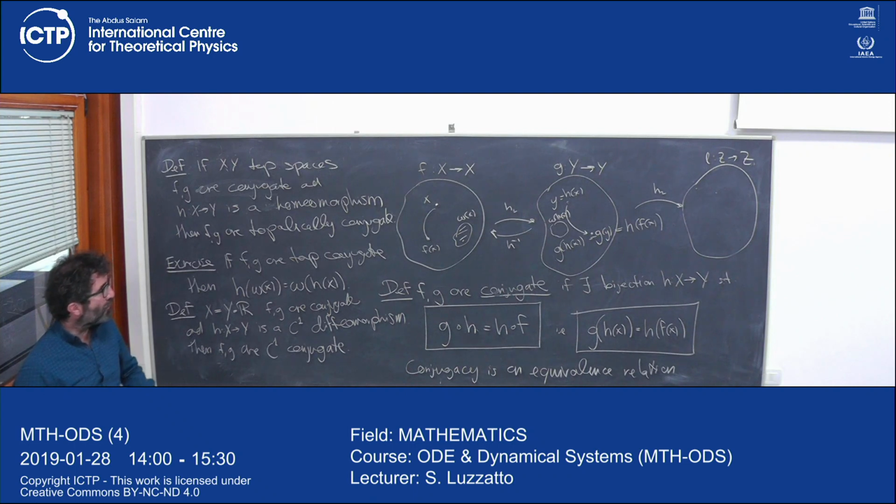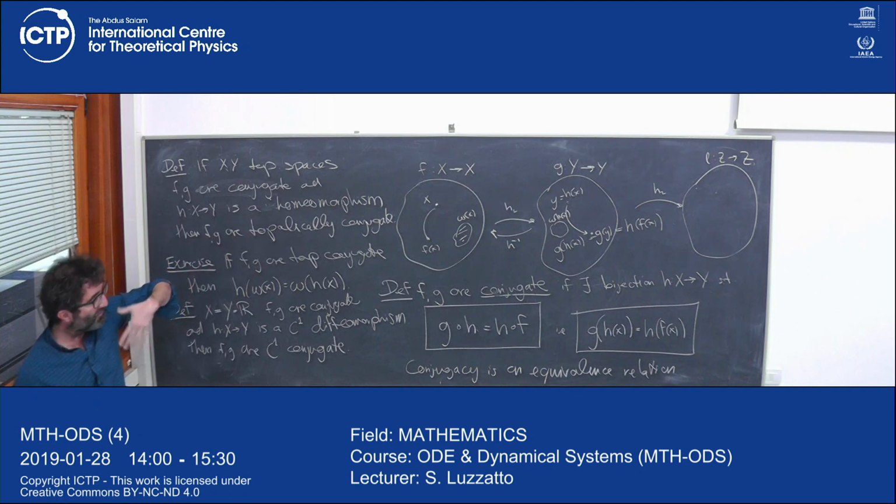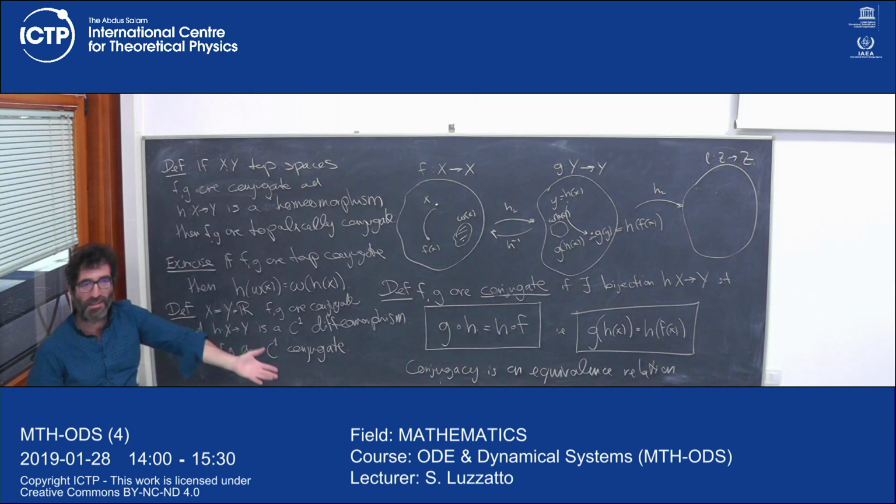So what's the difference between a C1 diffeomorphism and a homeomorphism? A C1 diffeomorphism is differentiable and the derivative is never zero. It's invertible, so it's a bijection. It is a homeomorphism which is differentiable C1, and its inverse is also C1.